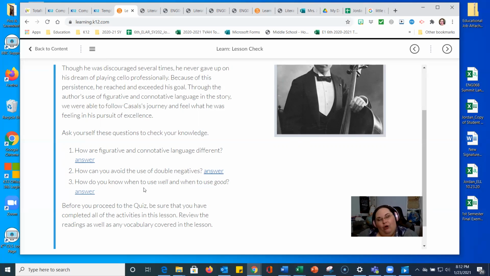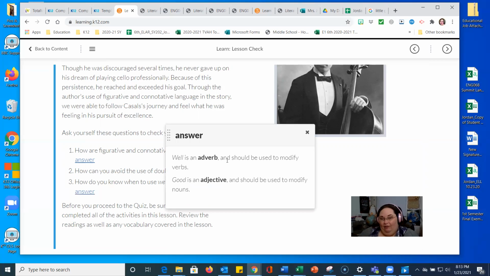Number 3, how do you know when to use well and when to use good? Might want to copy this down in your review. Well is an adverb and should be used to modify verbs. Good is an adjective and should be used to modify nouns.